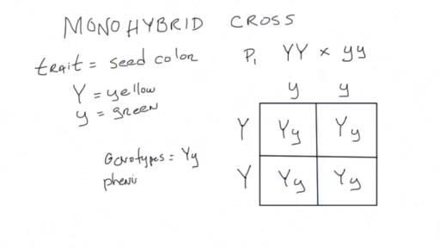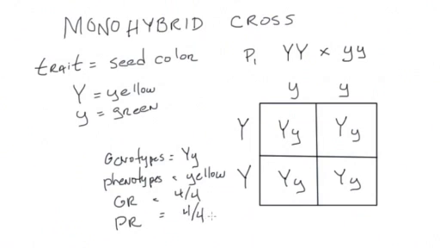Then we're going to list all the possible phenotypes. In this case, again, there's only one. All plants have yellow seeds. Then we're going to indicate the ratio of each of those genotypes and phenotypes. Again, since we only have one genotype, all 4 out of a possible 4 have a heterozygous genotype, and all 4 out of a possible 4 are yellow seed plants.